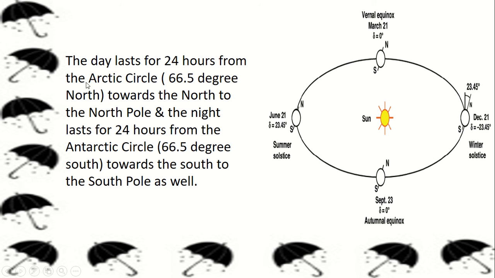Next one, follow. On this day, 21st June, the day will last for 24 hours from the Arctic Circle, 66.5 degree north, towards the North Pole to 90 degree. The night lasts for 24 hours from the Antarctic Circle also. So the day lasts for 24 hours from the Arctic Circle towards the North Pole, and the night lasts for 24 hours from the Antarctic Circle, that is 66.5 degree up to 90 degree to the South Pole as well.